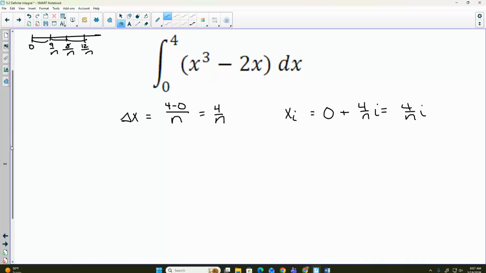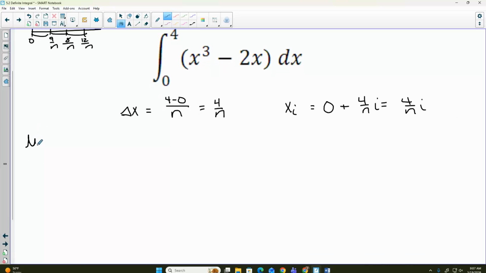So if we are doing this based on what we already know, that means we are doing the limit when the number of rectangles goes to infinity of the sum from 1 to n, f of x sub i times the change in x. Okay, that's what that last slide told us. That's what we're doing.